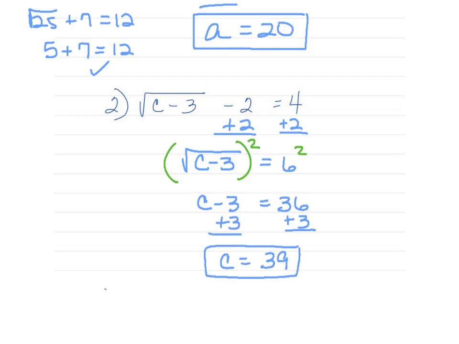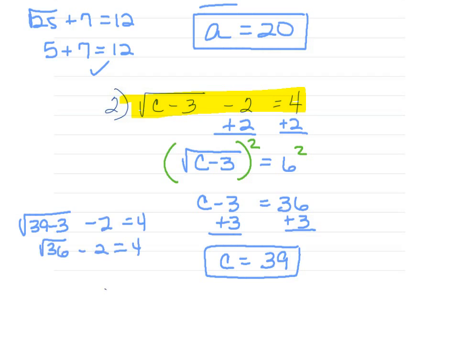Again, it's important for you to go back and plug 39 back into the original equation up here to make sure that that is the correct solution and that it's a viable solution. So let's do that. Radical 39 minus 3 minus 2 equals 4. Well, this is radical 36 minus 2 is 4. Radical 36 is 6, minus 2 is 4, and it checks out.